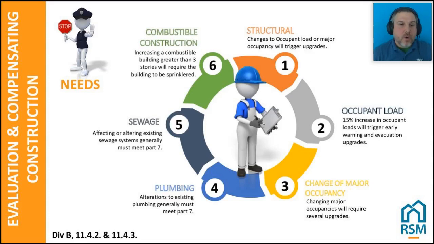Combustible construction, of course, there's a trigger that if you increase a residential building to greater than 3 stories, it's going to force some requirements for sprinklering. So I think the big issue here is this is the crux. This is the roadway that gets us to the new building code requirements in Part 3, Part 9, and Part 6. You first have to evaluate. Once you evaluate, then you go to compensating construction, and that's going to send us to those other particular areas.